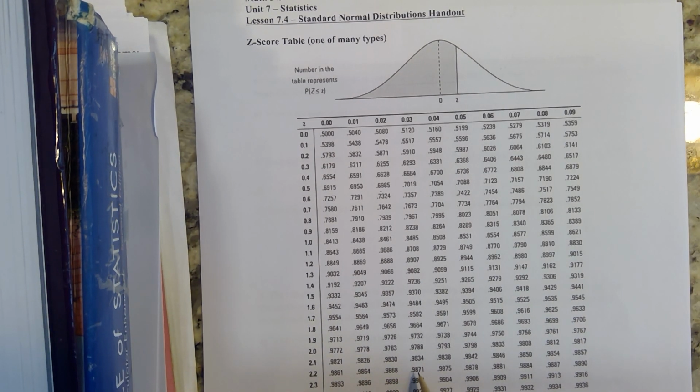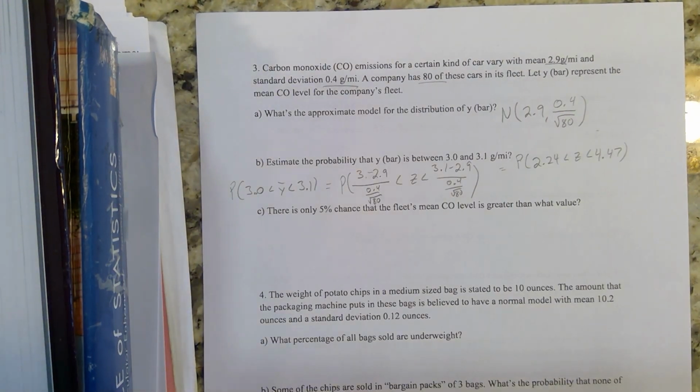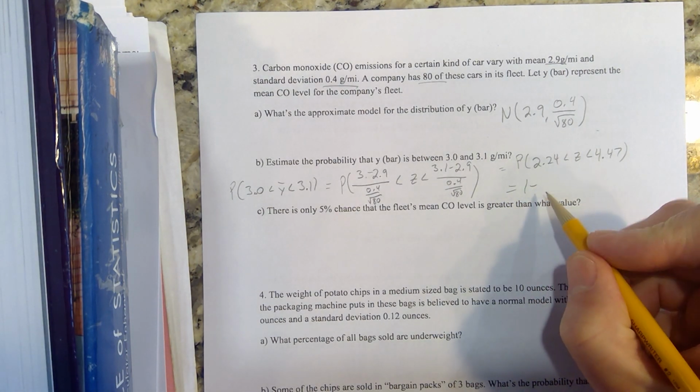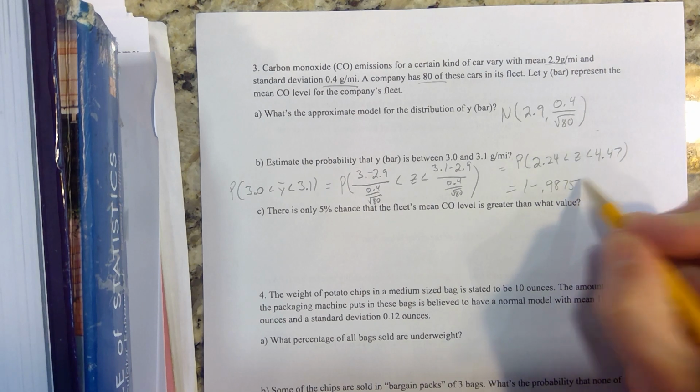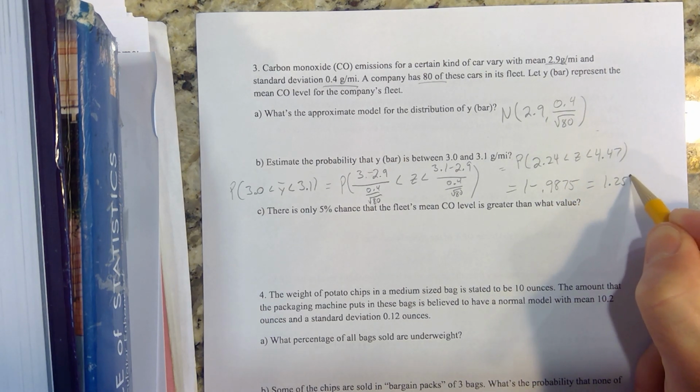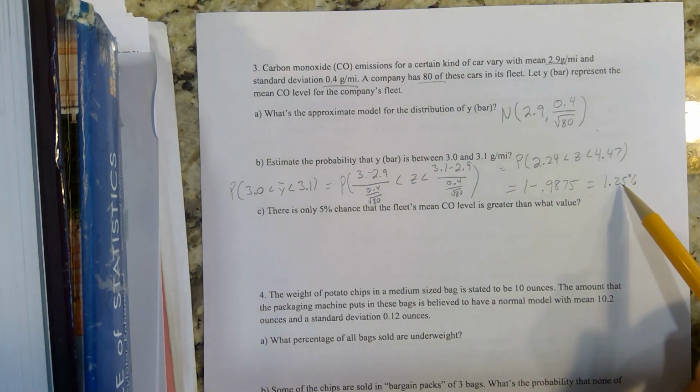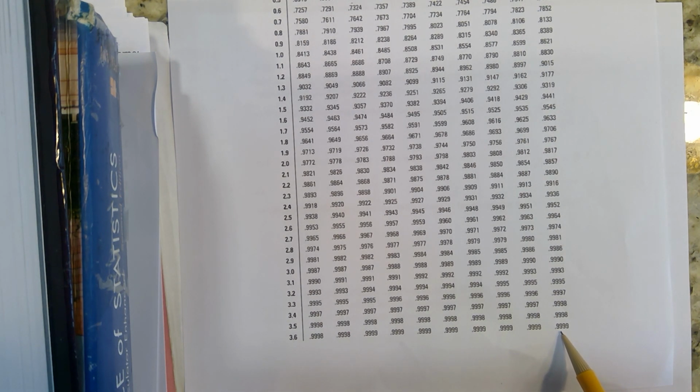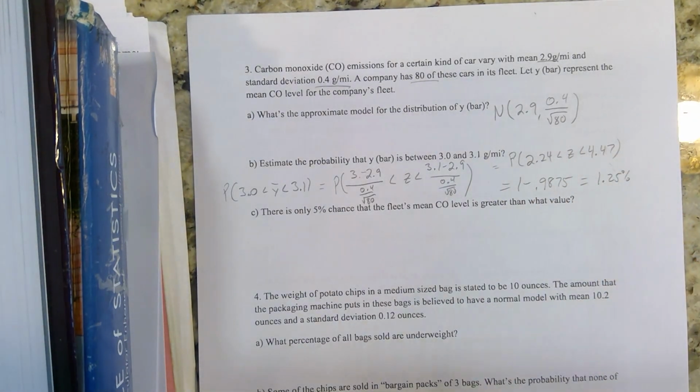Okay, so 2.24 is right there. We want to be greater than that as opposed to less than that. So 1 minus 0.9875, which is 1.25%. Again, I just ignored this one. Feel free to look it up and see that it's basically 100%. It's 0.99999, but it's actually more than that because this is only 3.69. So that's why I just ignored it. I'm basically calling that 1.